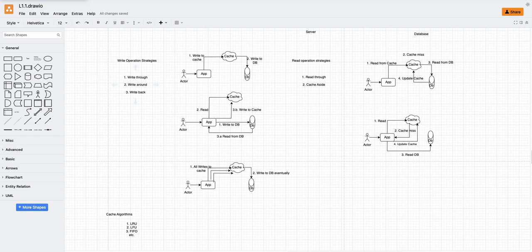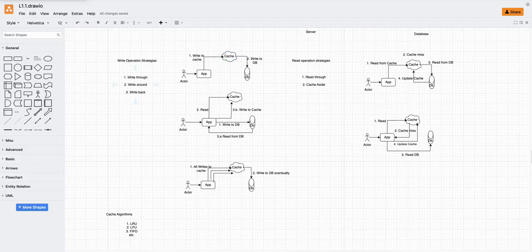First one is the write through strategy. In this strategy, whenever you write something, you send a request to the application to write something. The application writes that particular data in the cache and immediately it gets written to the DB. So this kind of strategy is called write through, where we are writing through the cache.